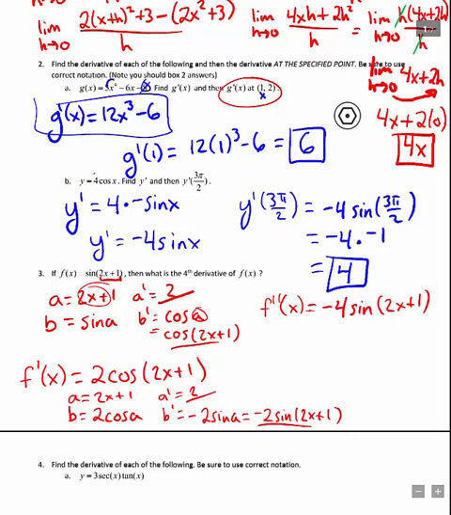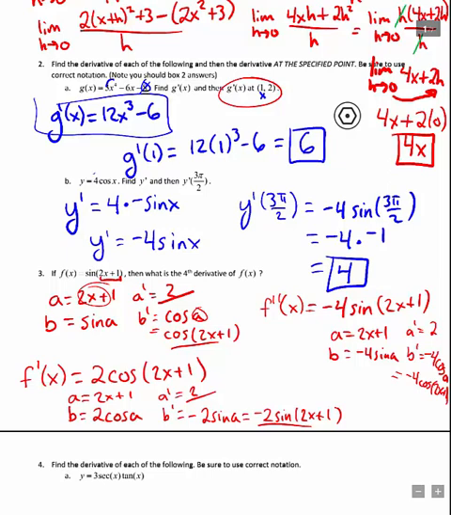Now we do our A, B again. So now we're going to have A is equal to 2x plus 1, B is equal to negative 4 sine of A. That makes A prime equal to 2, and B prime, the derivative of sine is cosine. The negative 4 will stay the same, so it's negative 4 cosine of A, which is equal to negative 4 cosine of 2x plus 1.